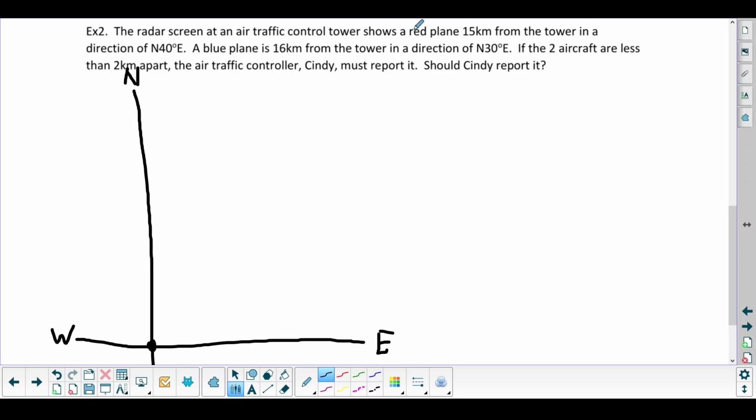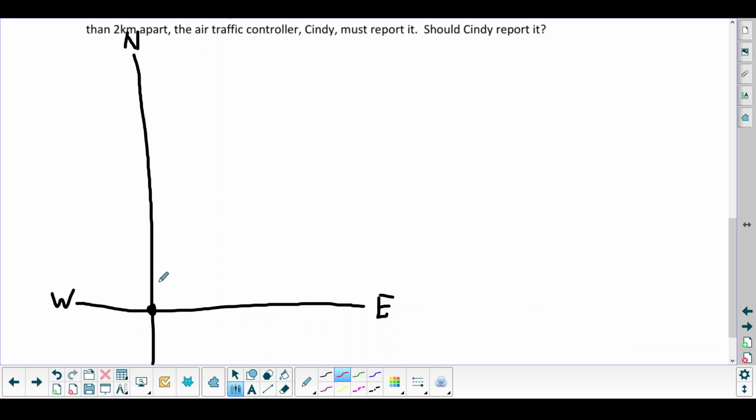It says the red airplane, so I'll use a red line, is 15 kilometers from the tower in a direction of north 40 degrees east. North 40 degrees east means we're measuring from north 40 degrees towards the east. So that would be somewhere over here.